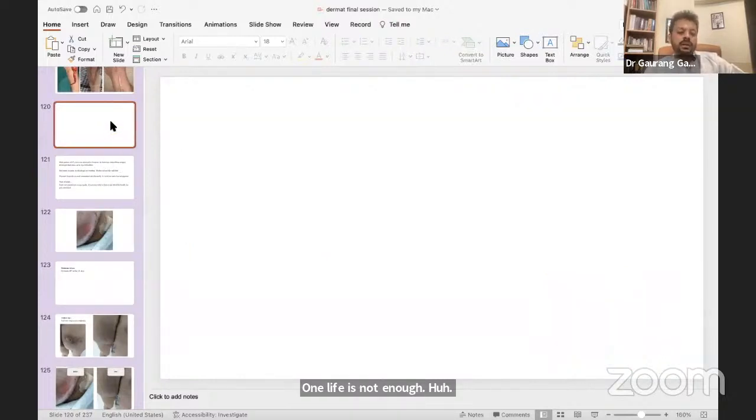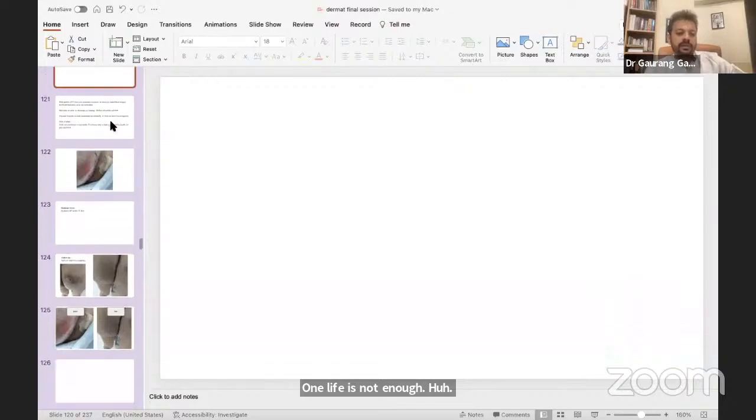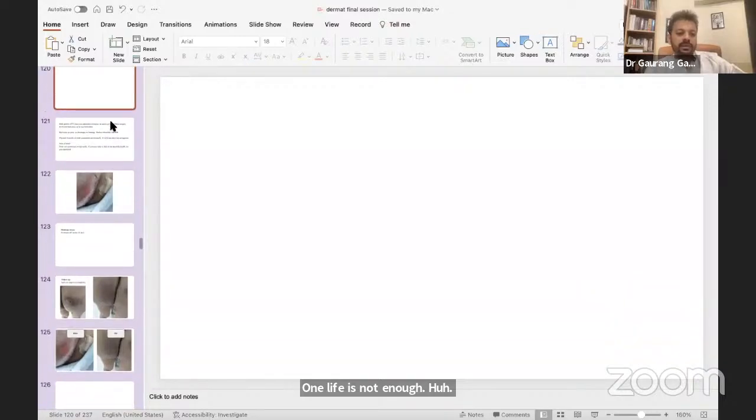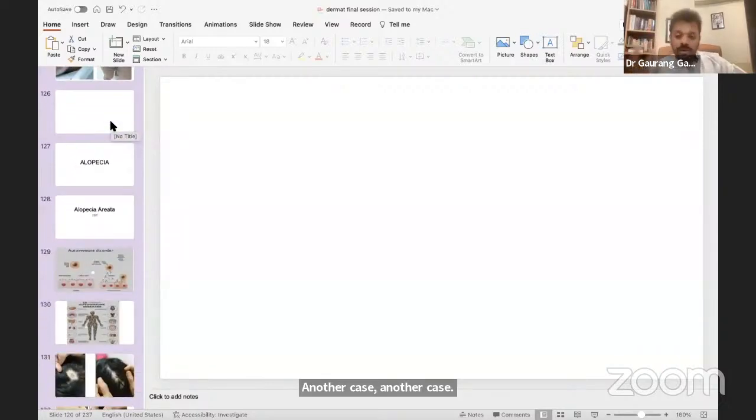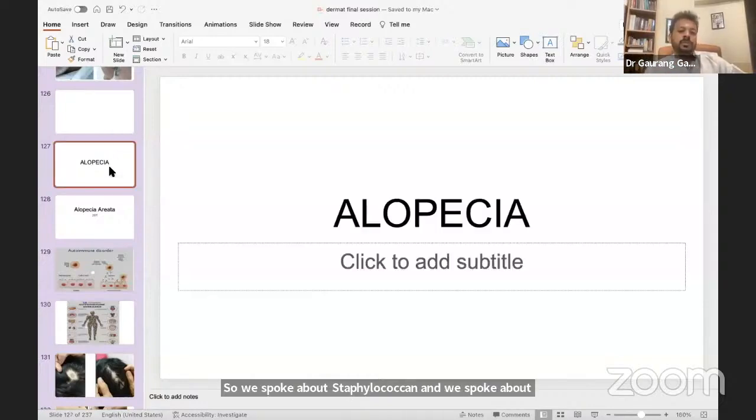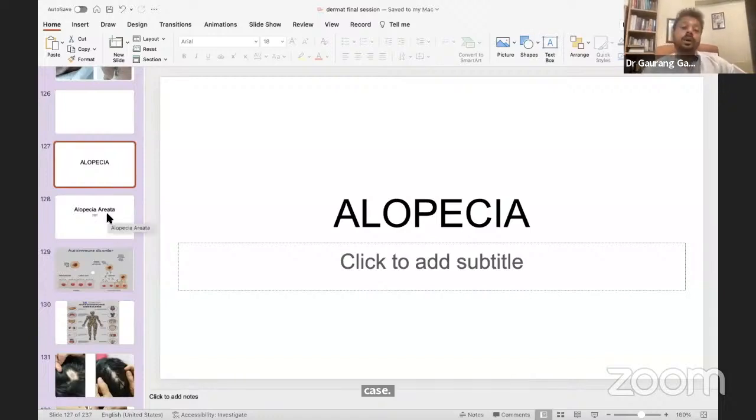Another case. So we spoke about Staphylococcinum, we spoke about Streptococcinum. Let me talk to you about another case. This is the case of alopecia, hair issues, hair fall related issues. This is so common, huh? Alopecia areata, alopecia universalis, and so on.